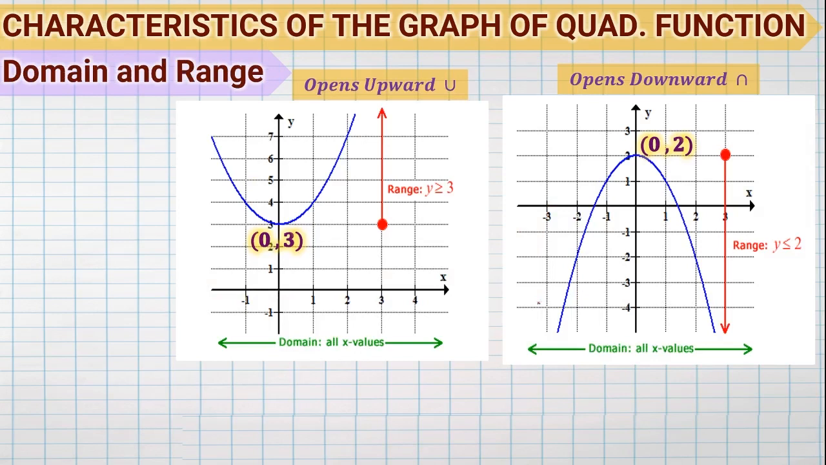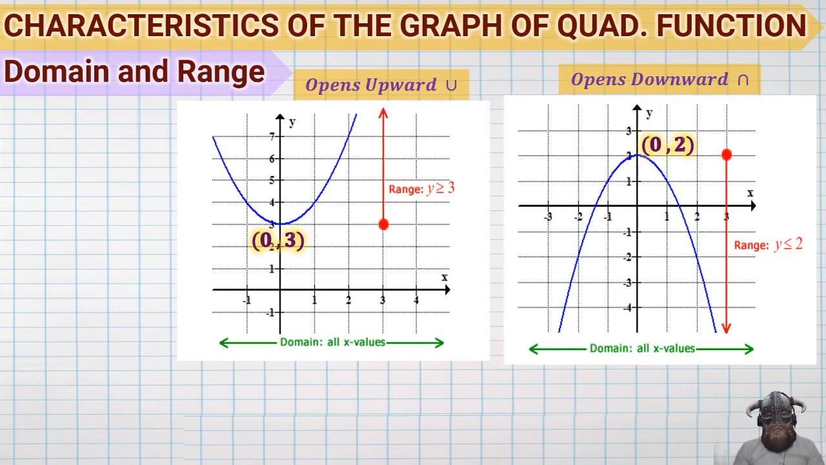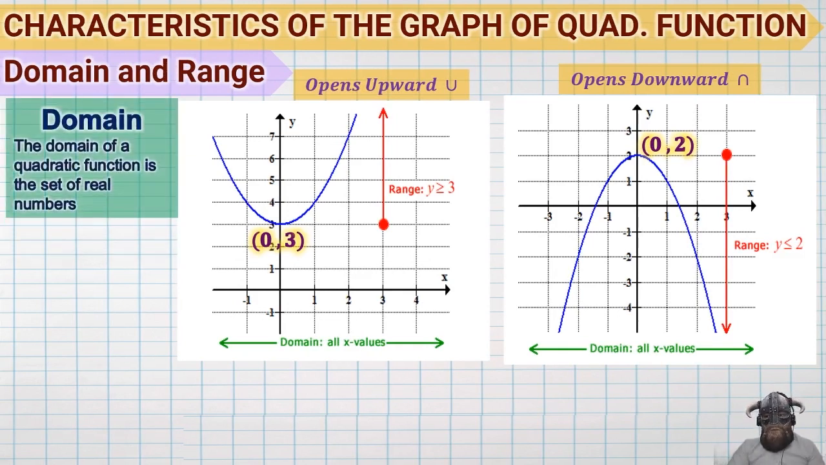Yan. So, as we proceed, we also have another characteristic of a graph of a quadratic function, which is defined as the domain and the range. So, as you can see, I also have two examples here. Yan. Meron tayo dito a parabola that opens upward and a parabola that opens downward. So, we define the domain of the quadratic function as the set of all real numbers. But, the same as your lesson during your grade 8, dinidefine kasi natin si domain as the set of x values of a given graph.